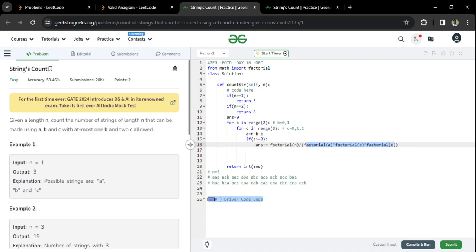The factorial function I have separately imported here, from math import factorial. Now try to see, this part involves math to understand, and even for the optimal solution you have to see it.